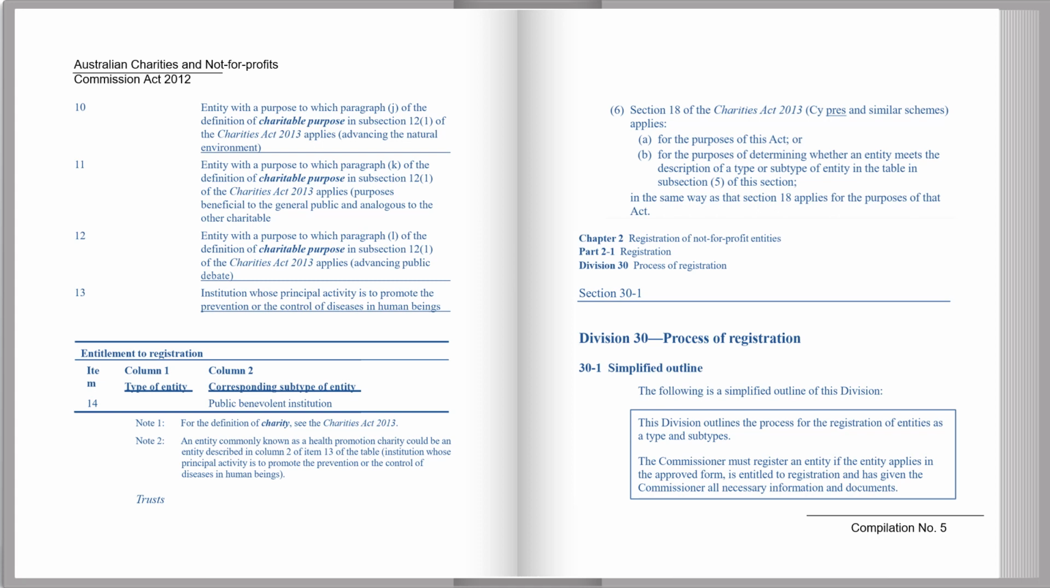Division 30. Process of registration. 30-1. Simplified outline. The following is a simplified outline of this division. This division outlines the process for the registration of entities as a type and subtypes. The Commissioner must register an entity if the entity applies in the approved form, is entitled to registration, and has given the Commissioner all necessary information and documents.